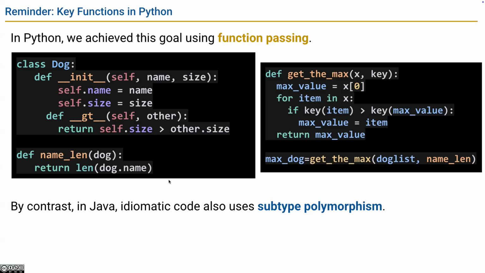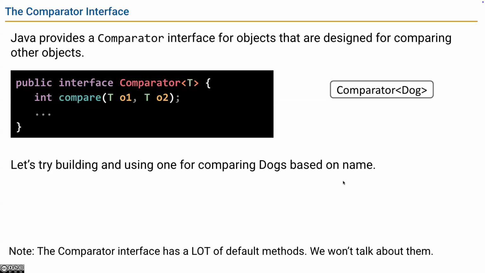Now, the difference is that Java, rather than using function passing, is going to use subtype polymorphism. In particular, we're going to use an interface called the comparator. This comparator interface has one method that we care about, and it takes two parameters. One is the first object I want to compare, and the second is the second object.